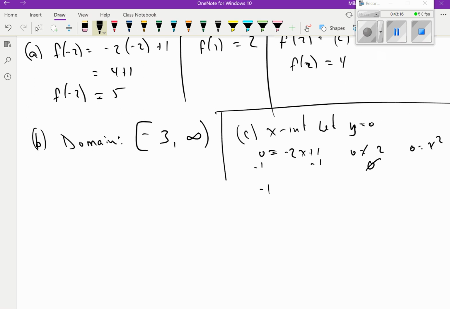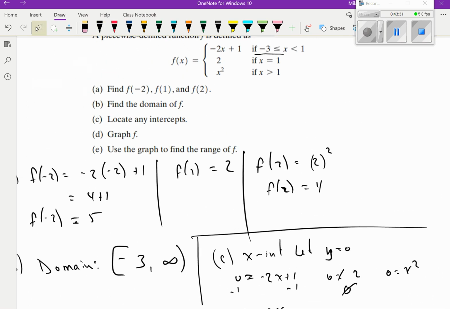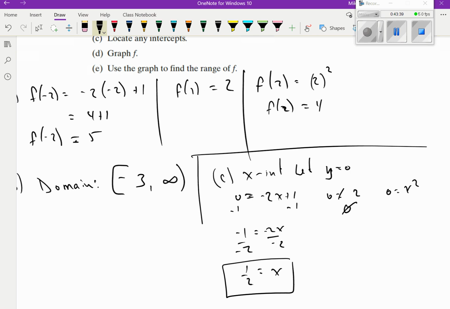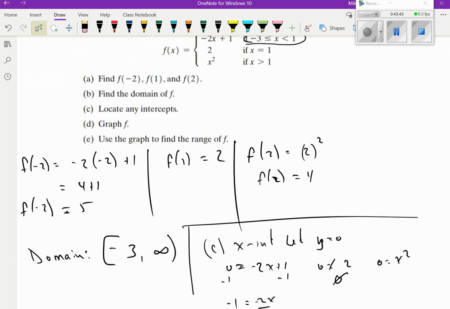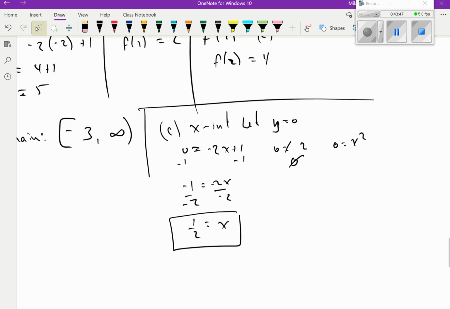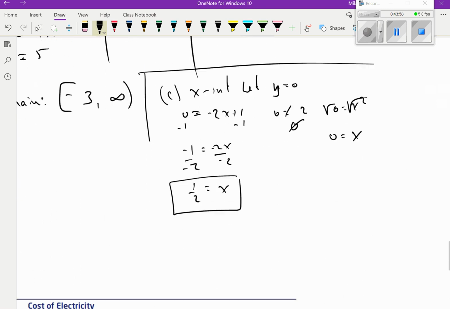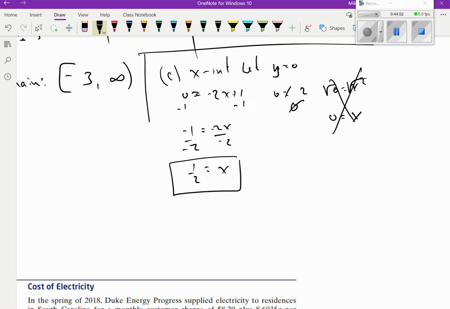If I subtract 1 from both sides, we get negative 1 is negative 2x. We'll divide by negative 2. And so we get x is positive 1/2. Now, this negative 2x plus 1 is when we were between x values of negative 3 and 1. Since I am at 1/2, that is a legitimate item there. So I can have an x-intercept at 1/2 using that definition. And 0 equals x squared, if I square root both sides, then x equals 0. However, when I take a look at my function, x equals 0 is this top piece, not the bottom one. So I can't use that because it's not in the domain of that region of the function. So my x-intercept is going to be at 1/2. As a coordinate, that's 1/2, 0.